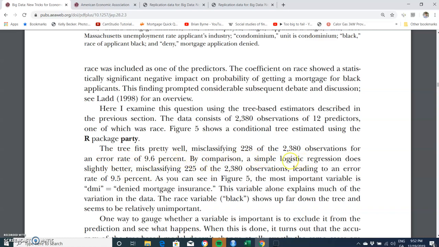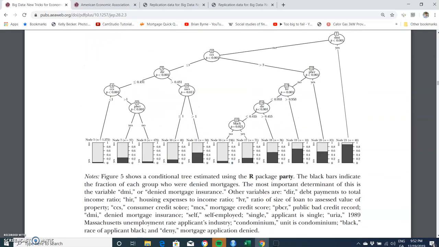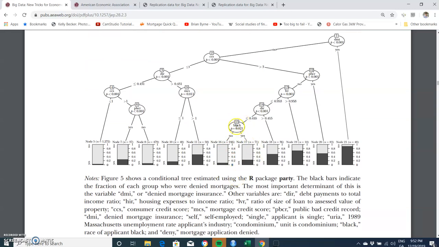By comparison, a simple logistic regression does slightly better, misclassifying 225 of the 2,380 observations, leading to an error rate of 9.5. As you can see in figure 5, the most significant variable is denied mortgage insurance. This variable alone explains much of the variation in the data. The race variable black shows up far down the tree and seems to be relatively unimportant. Again, when we look here, it does seem to be further along the tree. It seems to be more peripheral as a key factor.